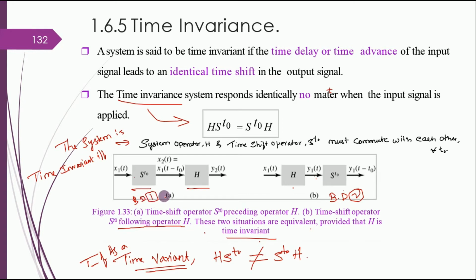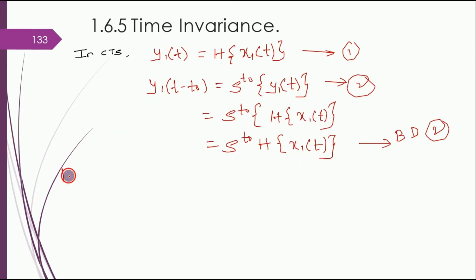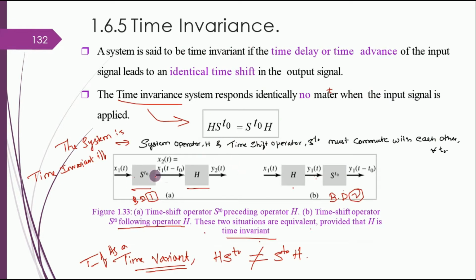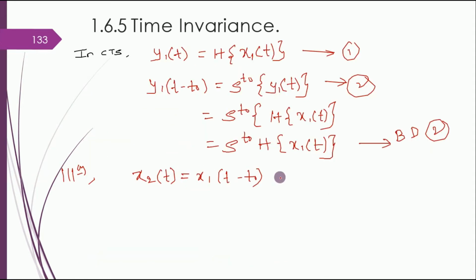In a similar fashion, if I apply block diagram 2, then x2 of t is equal to x1 of t minus t naught. Just check here. What is x2 of t? It is a shifted version of x1 of t, x1 of t minus t naught. That is what I'm writing. This I call number 1 now.